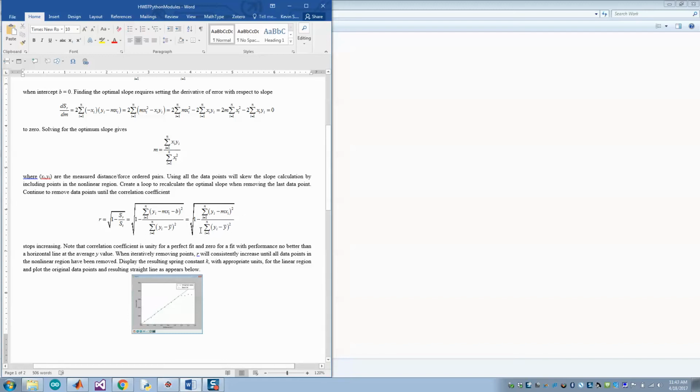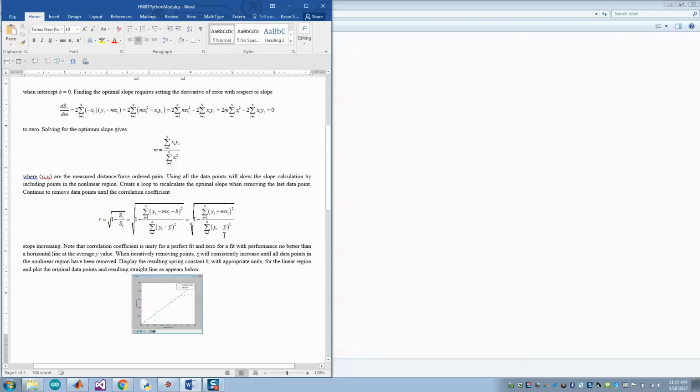This part here is the equation that you need to calculate r. You need the x and the y values, like you needed them previously to get m. The other thing you have here is y bar, and that's the average y value, so the average force. You take all the forces and take the average one, and that's what y bar is.